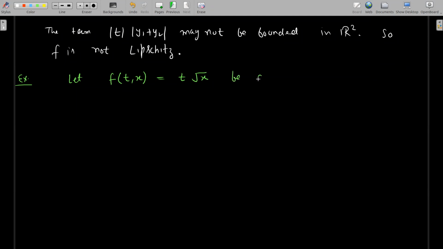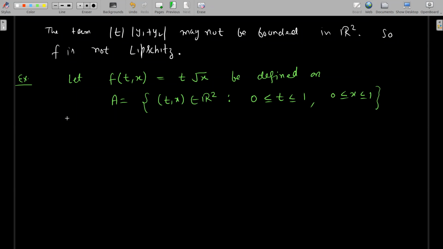So let this function be defined on a region, the pair (t, x) in R2, but we have limits here: t from 0 to 1, x from 0 to 1. So check the Lipschitz condition. Can you sketch the region t from 0 to 1, x from 0 to 1? So this is a rectangular region.